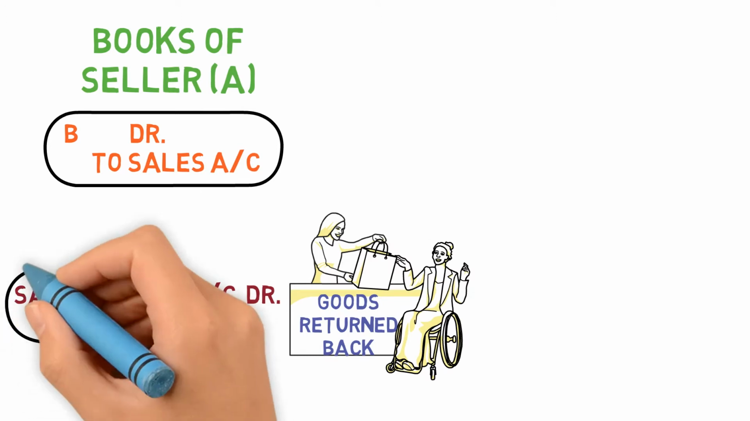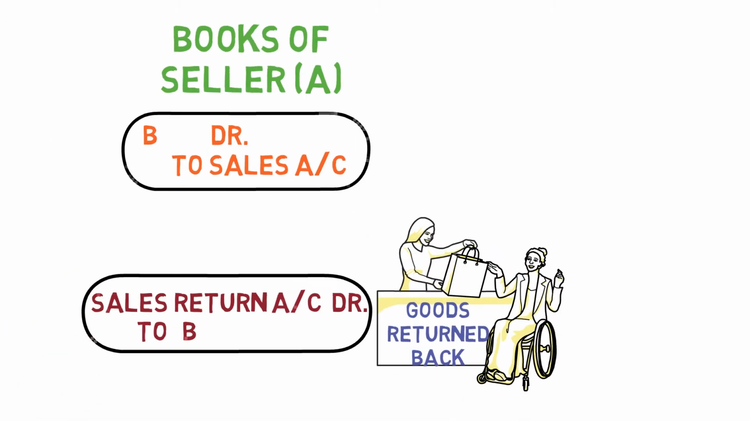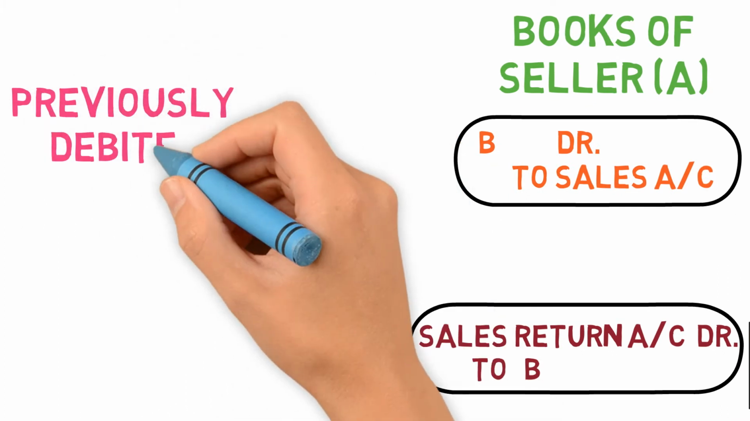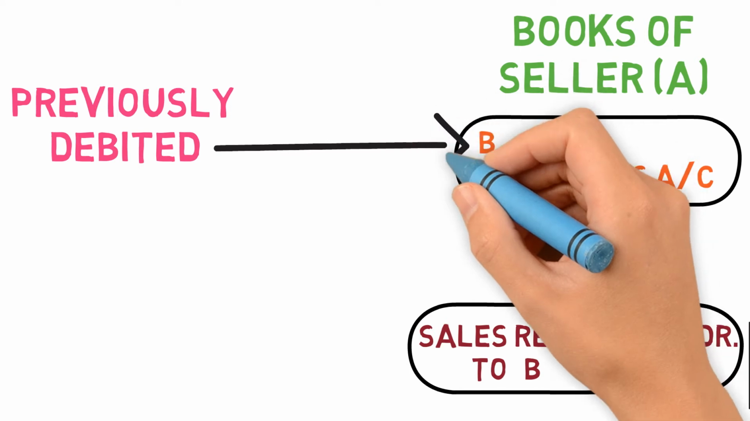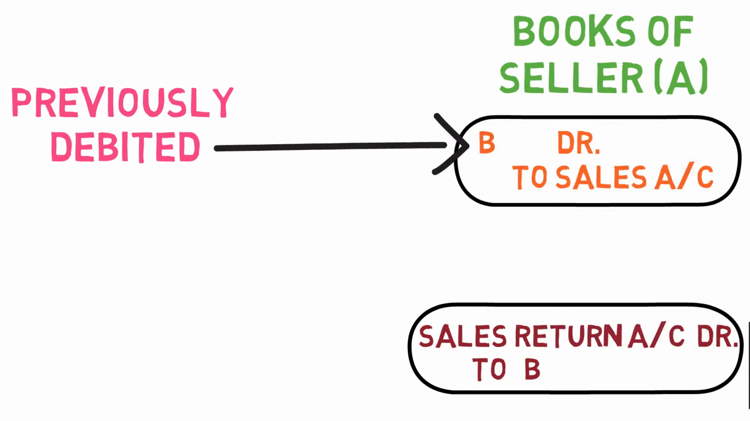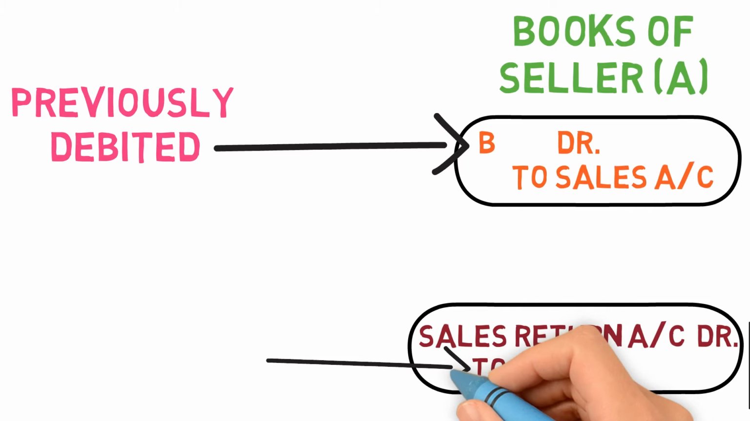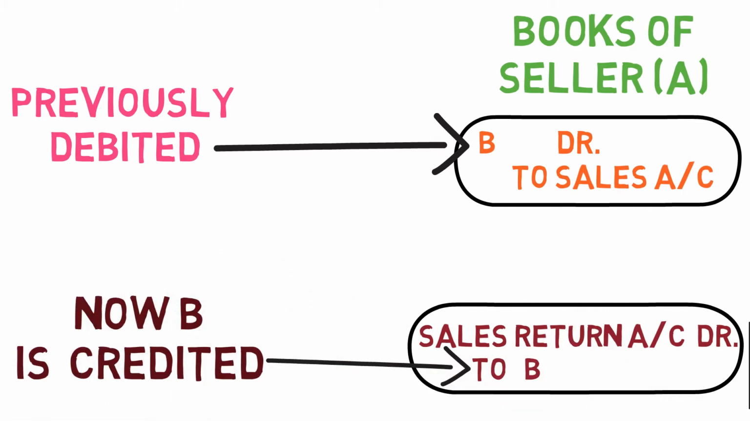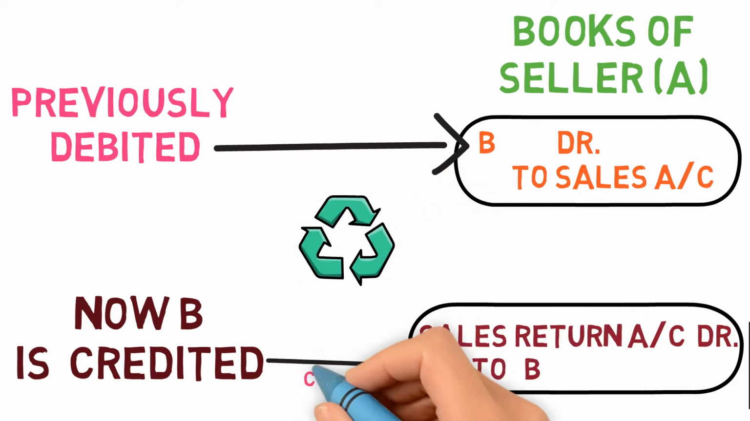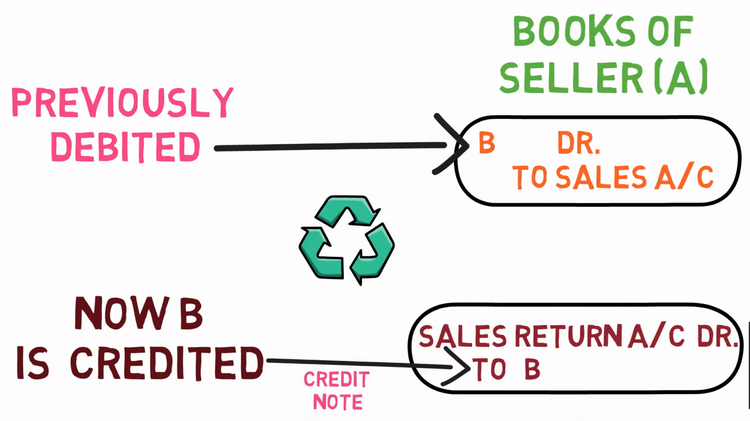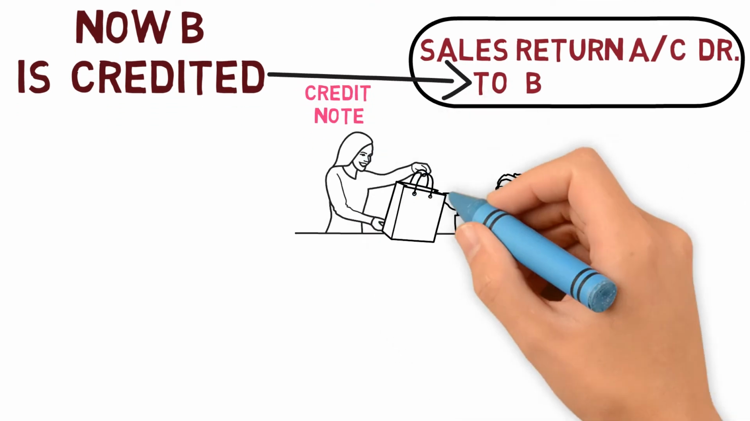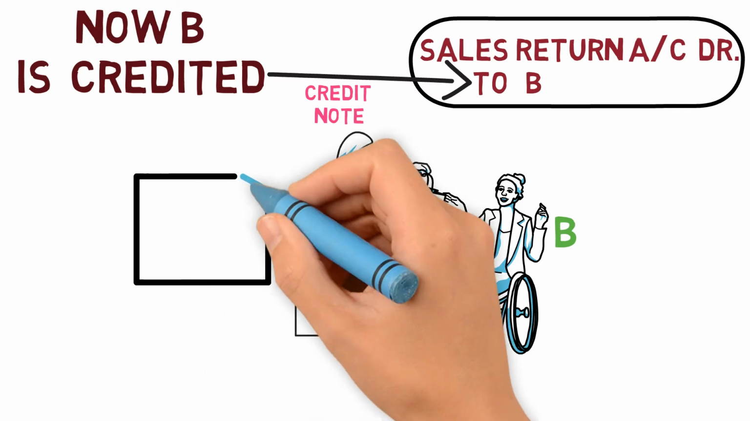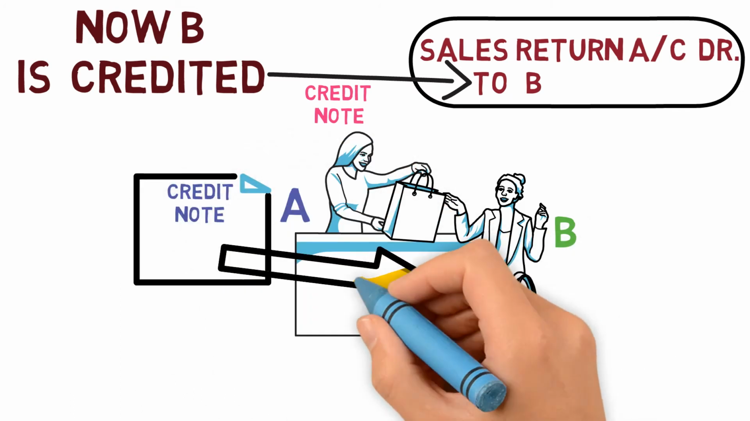If we carefully observe these two journal entries, in the first journal entry, B was written on the debit side, and in the second journal entry, in case of sales return, B is written on the credit side. Now this is a situation in which a credit note will be prepared. So a credit note will be prepared by the seller and it will be given to the buyer.